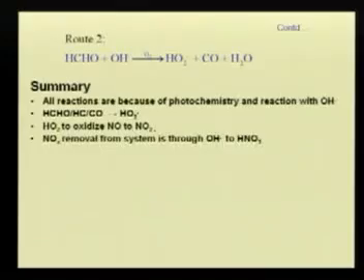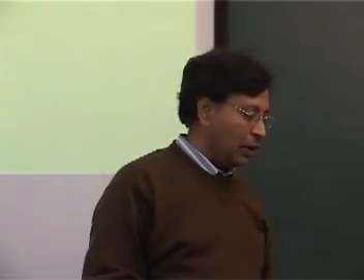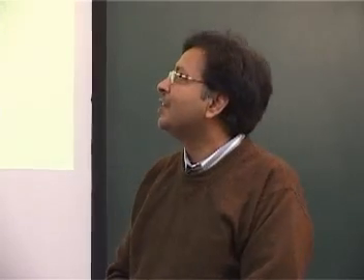So in summary, what we want to say is that all reactions, because of the photochemistry and reactions with the OH radical, HCHO, HCCO, will give HO2. What does RH mean here? Hydrocarbons. So in general, broadly speaking, hydrocarbons will also give me HO2, and if we have HO2, we will form NO2 and NOx removal from the system can also happen. We should add here that NO2 can also give rise to ozone. The only route of forming ozone, I repeat again and again, in the atmosphere, or largely in the troposphere, is by the breaking down of NO2.